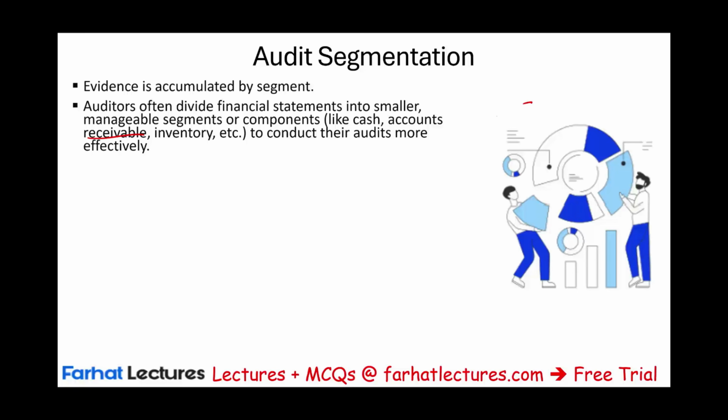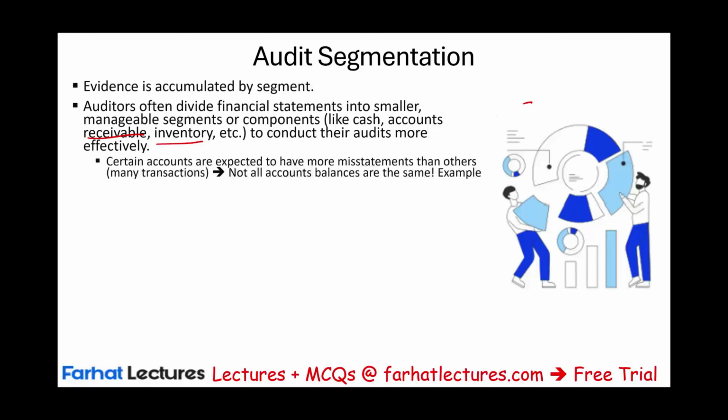Same thing with inventory. When we audit inventory, we're auditing purchase returns and allowances, purchase discounts, cost of goods sold, indirectly accounts payable. So we allocate a number to that. So certain accounts are expected to have more misstatement than others. And I just told you account receivable and inventory, because they have many transactions.